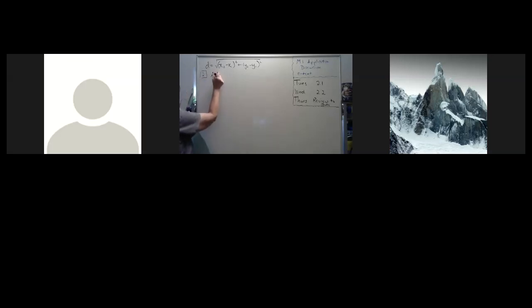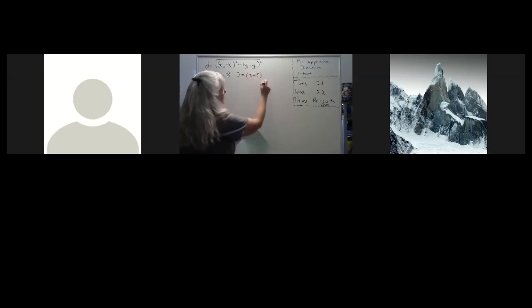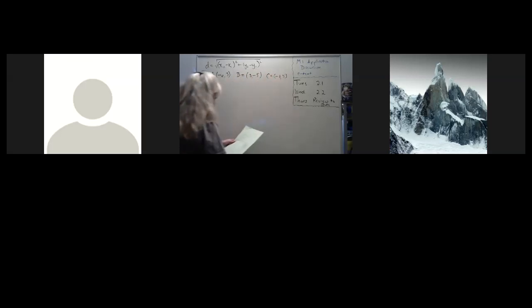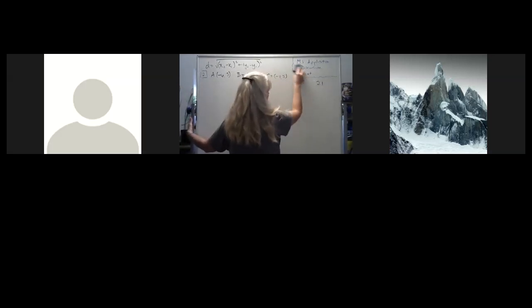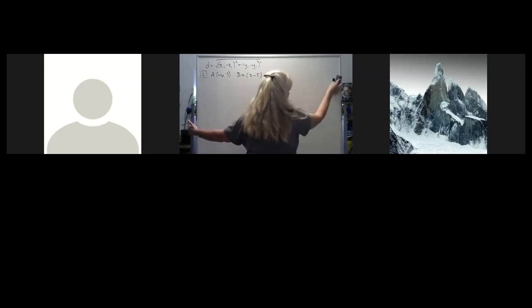So one of the points is at -6, 3. The second point is at 3, -5. The last point is at -1, 5. So making sure I got them copied right: -6, 3, 3, -5, and -1, 5. So those 3 points form a triangle. I need to verify that they make a right triangle. So what I'm going to do is first just plot them.